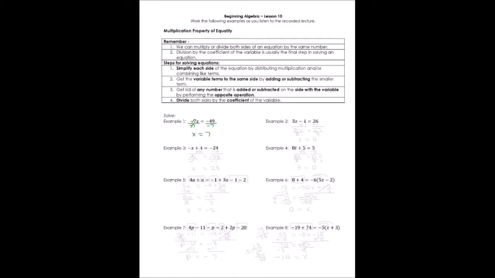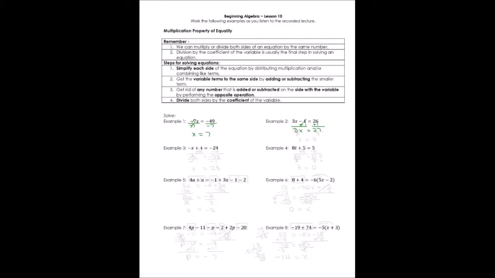For example 2, I do have to isolate the variable term. I've got a negative 1 over there with my variable term of 3x, so I'm going to add 1 to both sides of the equation. Remember, whatever you do to one side, you have to do to the other. The 1's will cancel. I'll end up with 3x is equal to 27. And now, I'm at step 4.